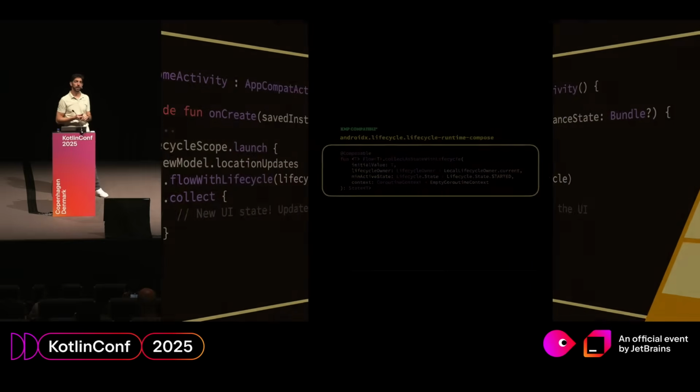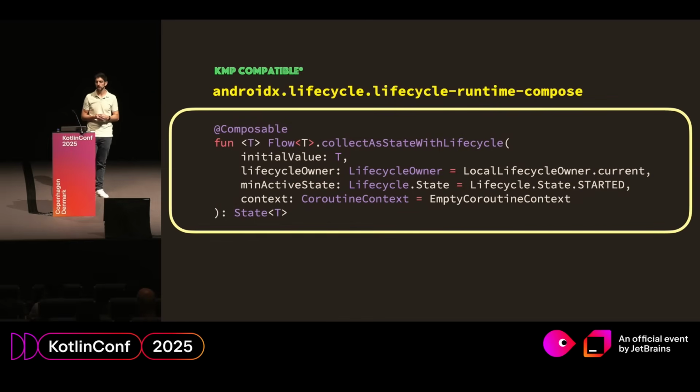And lastly, the other API that is available in Jetpack Compose is collectAsStateWithLifecycle. The function signature that we see here is the extension function on Flow, but you also have it with StateFlow, and then you don't need to pass in the initial value because it's going to get the StateFlow's value, the current value. We pass in the lifecycle owner, the min active state, and then an optional coroutine context in case you are interested. And what it returns is State.